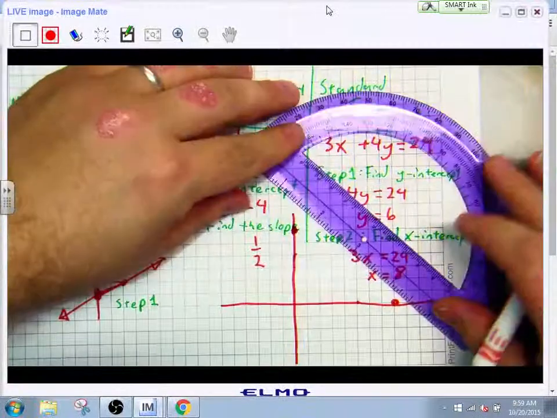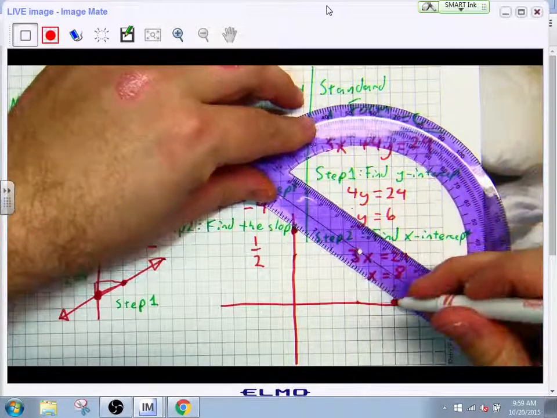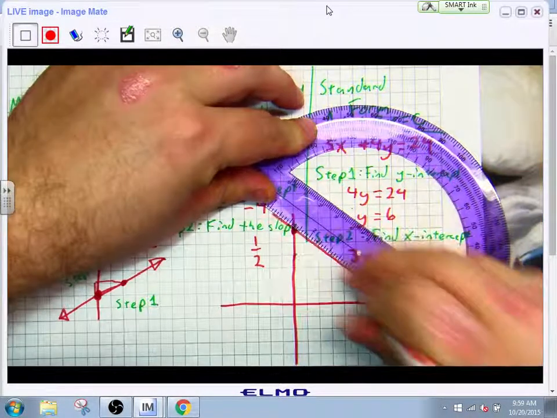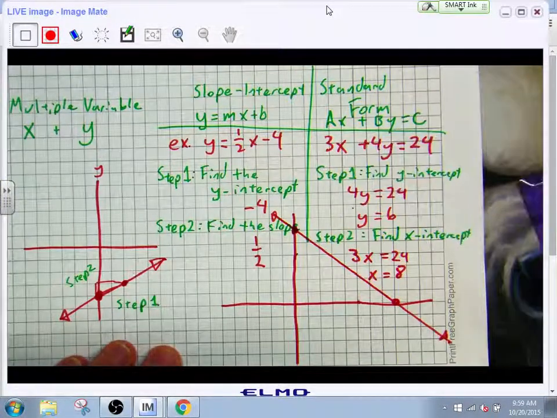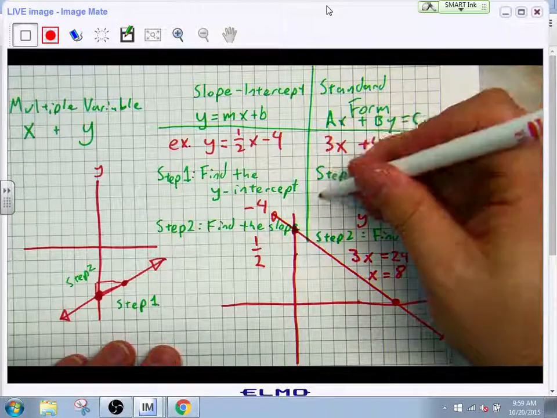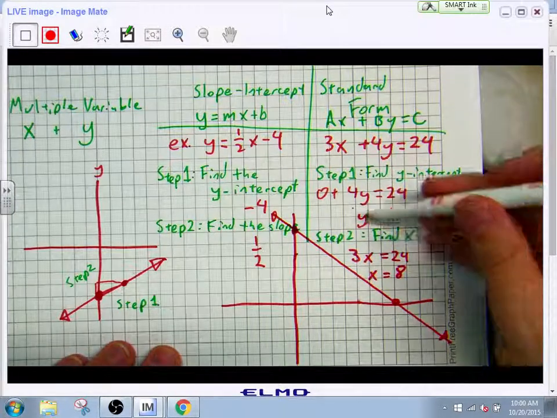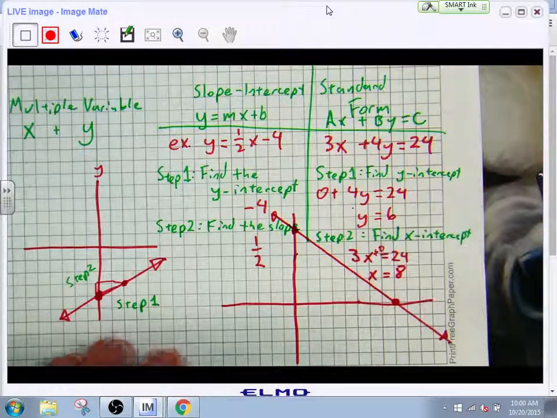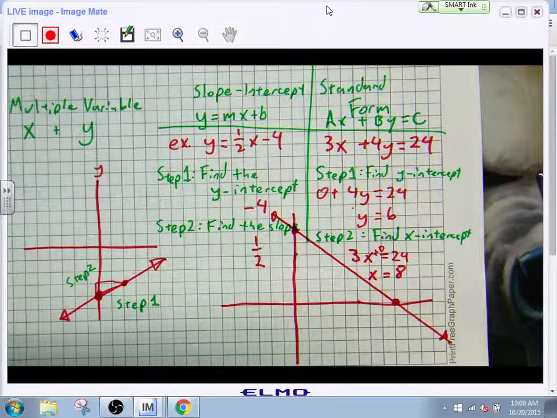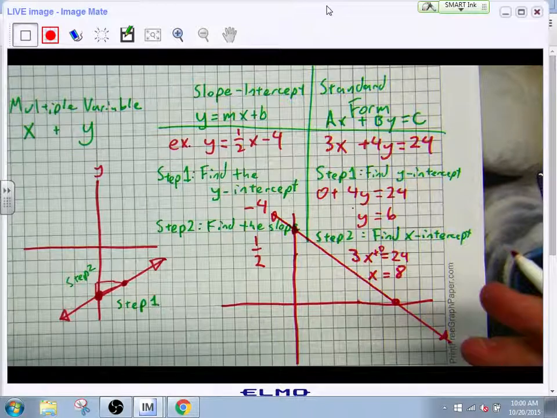For x and y, you're throwing in zeros? I'm putting in zeros. Okay, all right, that's how we do standard form. Right, because this 3x becomes 0 plus 4y, and then the 4y becomes 0. And that, as they say, is that. So that's how we do it in both slope-intercept form and standard form.